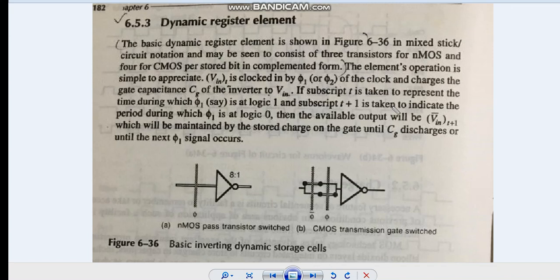So next we go for a dynamic register element here. Okay, here is an NMOS pass transistor. This is nothing but an N transistor and the inverter here. So I will show the circuit here. With respect to NMOS, you can take one NMOS and then the output of the NMOS is followed by the inverter here.